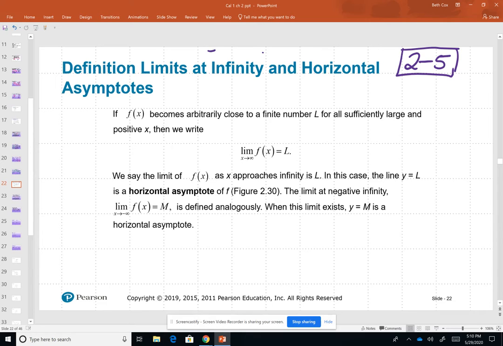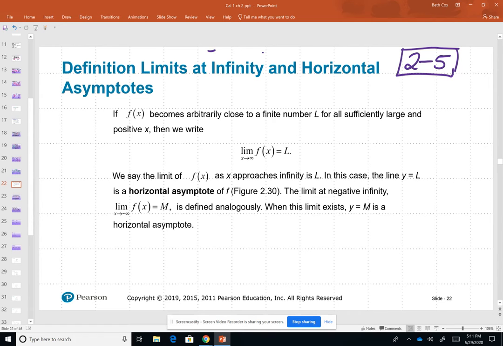But this time, we're taking the limit as x goes to infinity. We're not looking at x going to a number. We're looking at x going to infinity. If we have a number that the function goes to as x goes to infinity, then we have what we call a horizontal asymptote. So let's look at some examples of this.